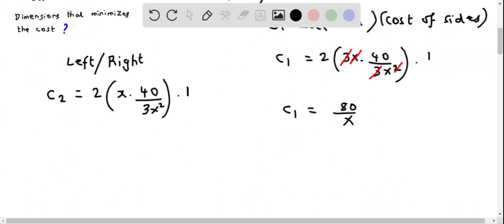Now let's simplify this. So this gives C2 equals, we can do the cancellation of x with x squared. 2 times 40 is 80. So we will get 80 over 3x. This is the expression for the cost C2.